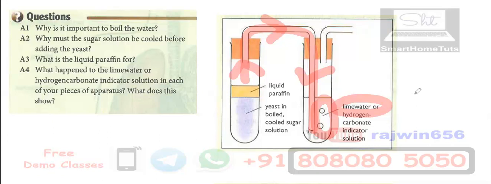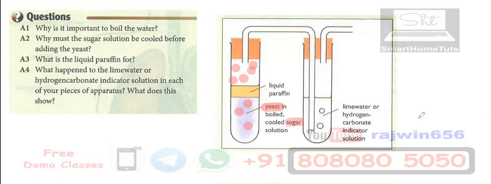Okay. See, the purpose of adding this liquid paraffin is here. You can see over here in this part also some air is present. It's not a vacuum. So that air should not come in contact with yeast and sugar, so external air shouldn't react. This liquid paraffin is forming a barrier so that whatever air is present over here does not reach down. That is the purpose of keeping a layer of liquid paraffin on the top surface of the liquid in which we are carrying out this experiment.